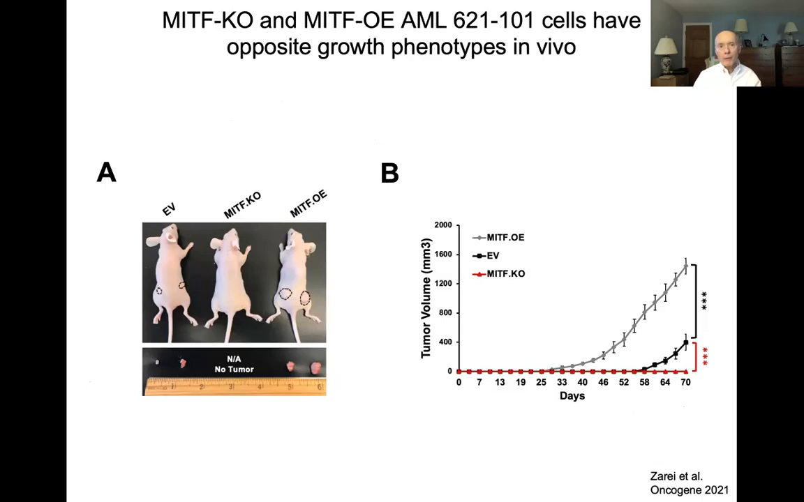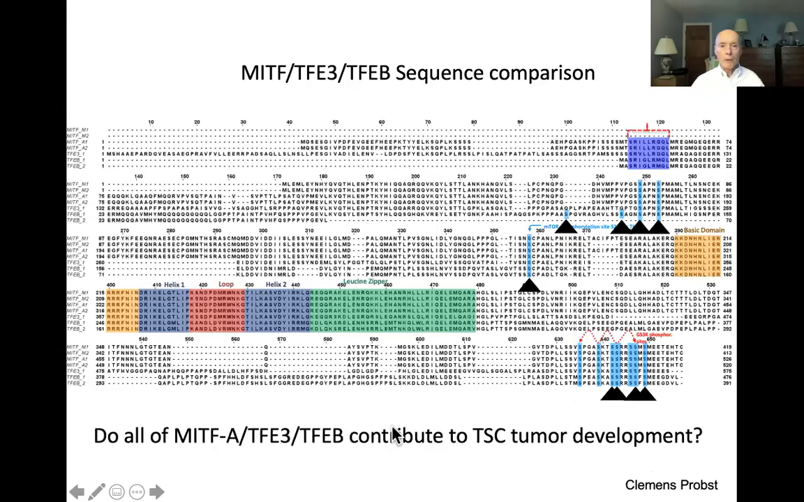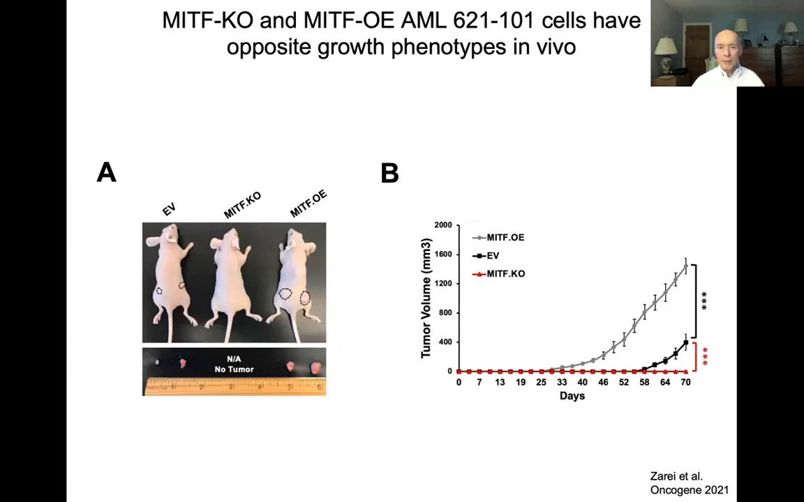Most importantly, these MITF KO and OE cell lines had opposite growth phenotypes in vivo. When these 3 different flavors of 621 cells were injected into nude mice, the MITF knockout cells did not form tumor nodules even after 2 months of observation, whereas the control lines developed tumors beginning at about two months, and the overexpression lines began to develop tumors at about a month after injection. So again, strongly suggesting that MITF had important growth promoting properties in angiomyolipoma.